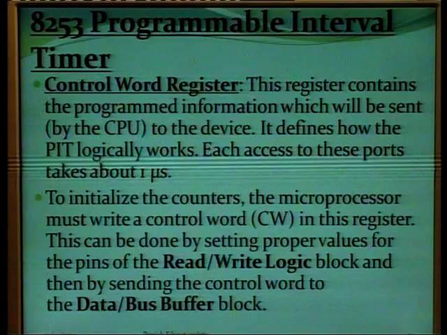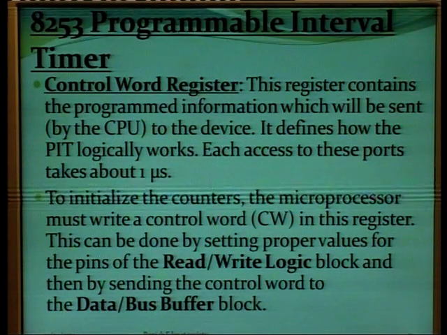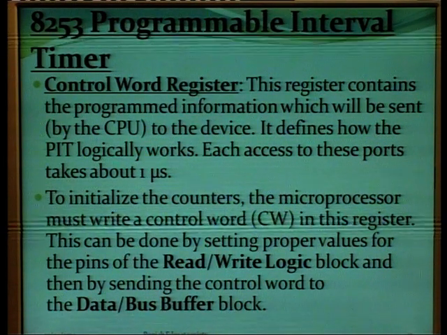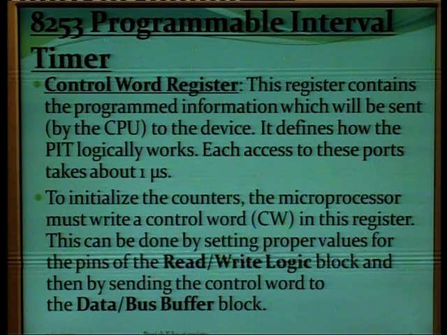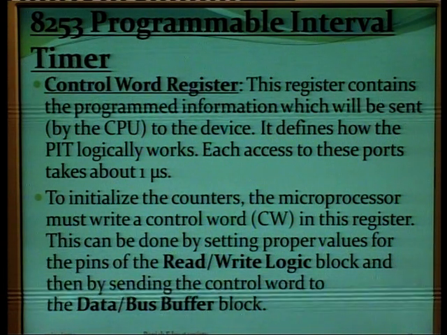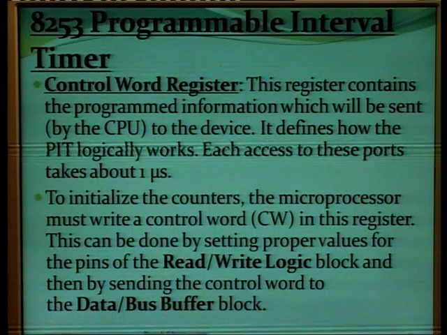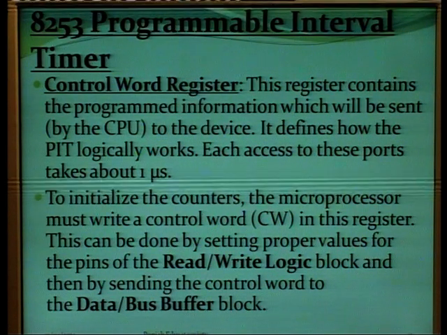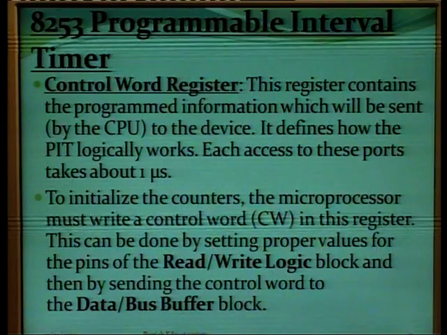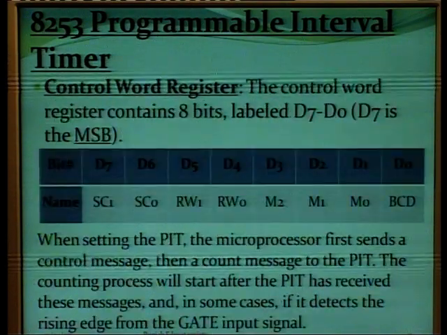This can be done by setting the proper values of the pins of the read write control logic, that is write bar must be 0 and CS bar must be 0, and A0 and A1 must be 1 and 1, and then sending the control word to 8253 by using the D0 to D7 data bus.